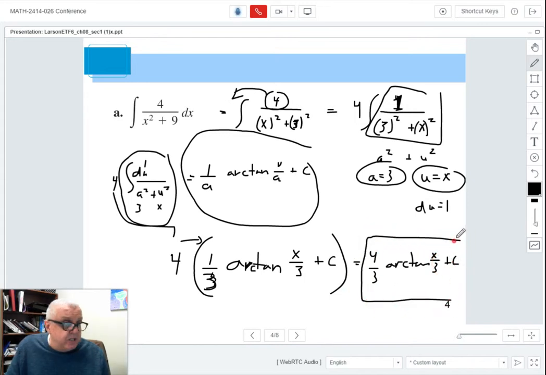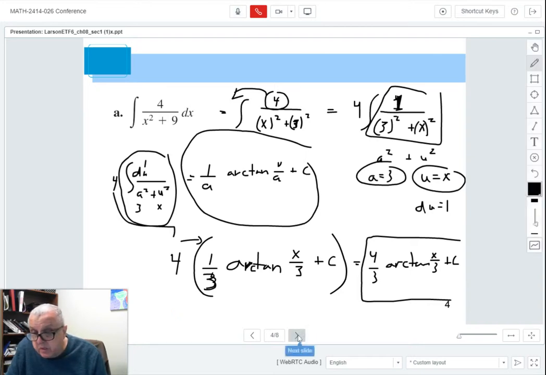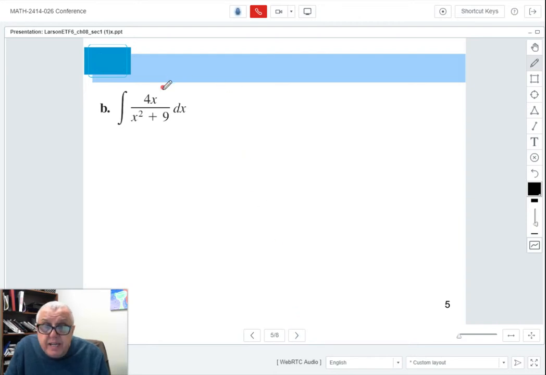So there was no real integration there. We used formula number 19 to create the answer. So that's actually kind of nice. All right, let's try another one. Our second one has the x in it this time.